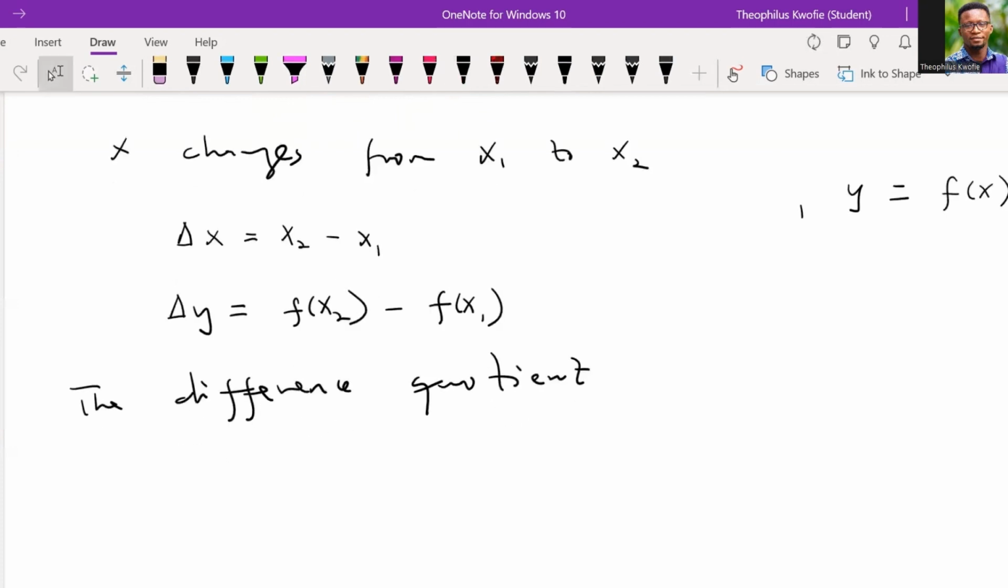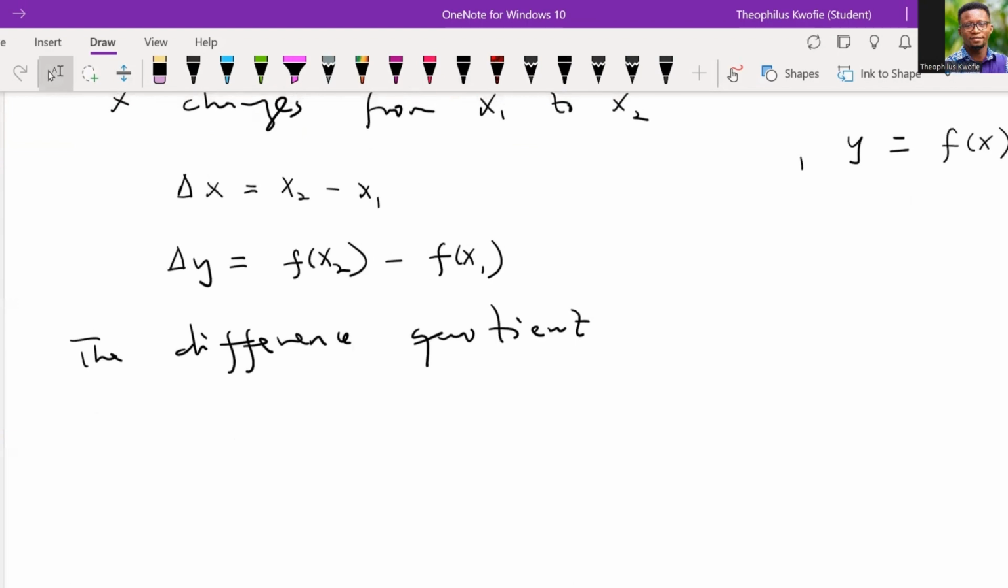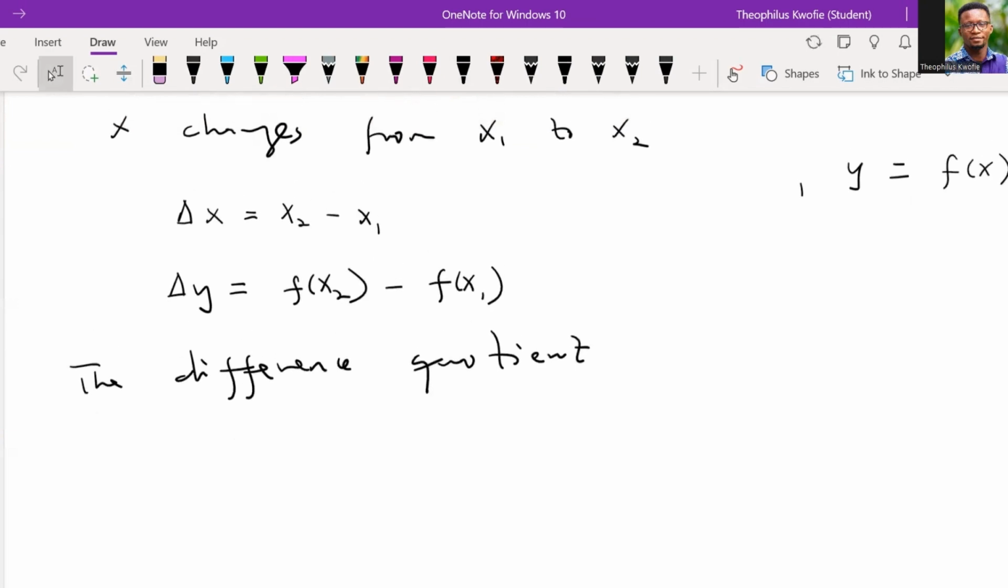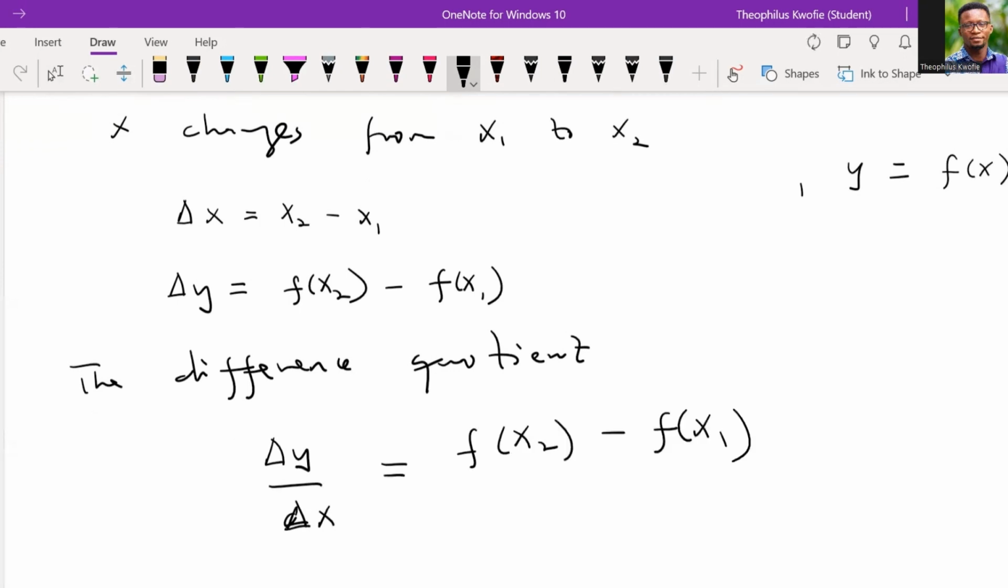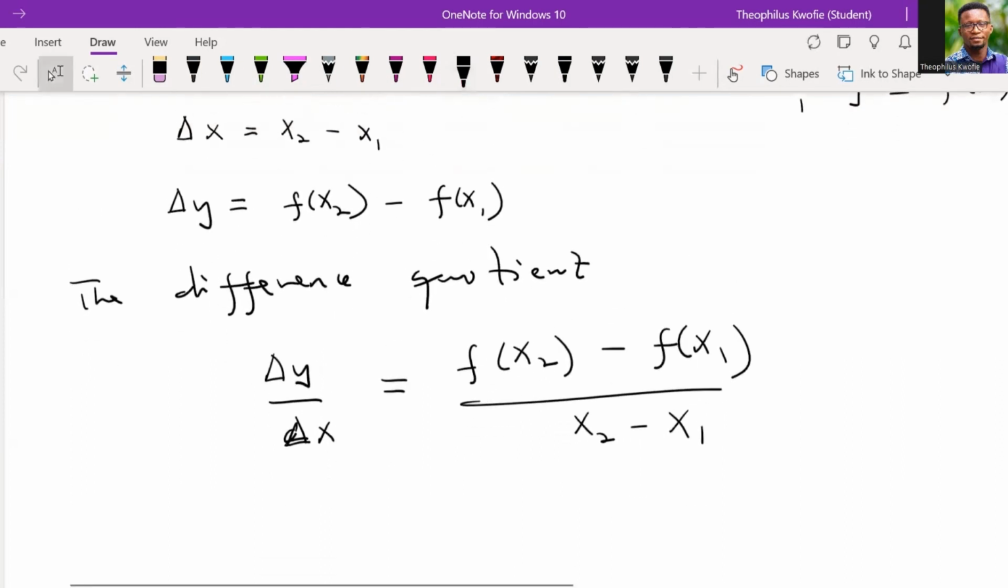The difference quotient, as the name implies, is just going to be the ratio of the change in y with respect to the change in x, right? In which case we're going to have f of x2 minus f of x1 over x2 minus x1, right? But we said that x2 should never be the same as x1. This is very, very important.